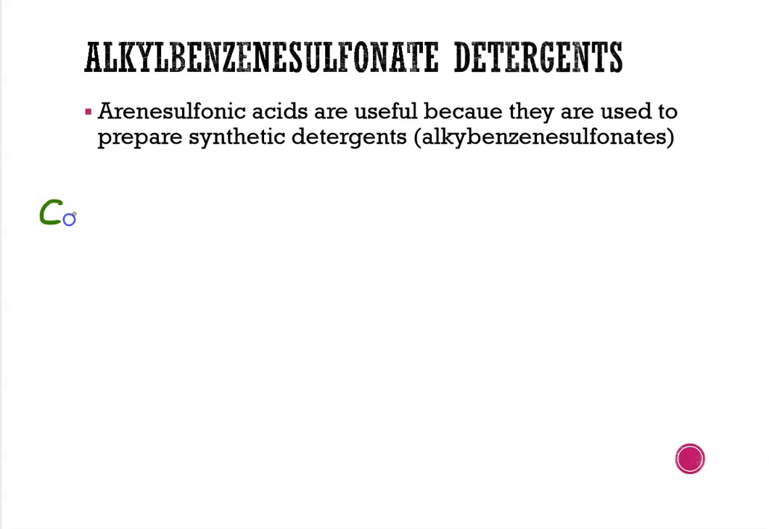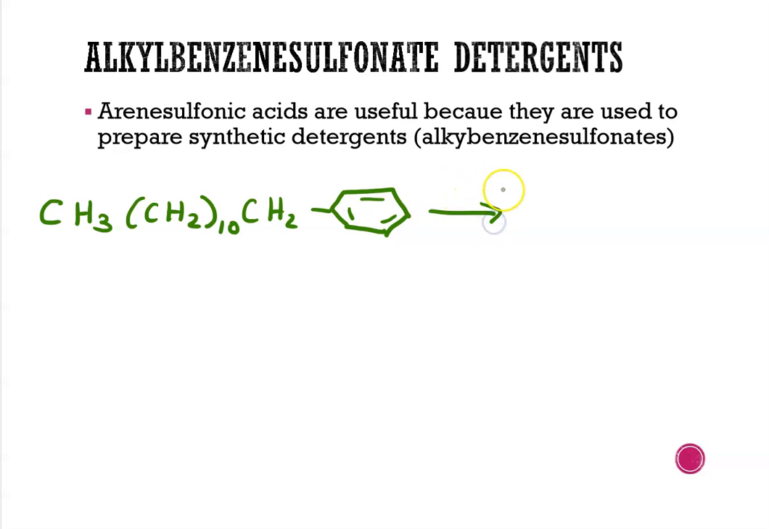And we're not going to go through the mechanism of all of that, but to give you an example, we have CH3, CH2, 10, CH2, and that is attached to this lovely benzene ring here. And in the first step, so this is a two-step process. So in the first step, what we're going to do is we're going to add that sulfuric acid to sulfonate. And then in the second step, we add the NaOH. And what that does is it creates this right here.